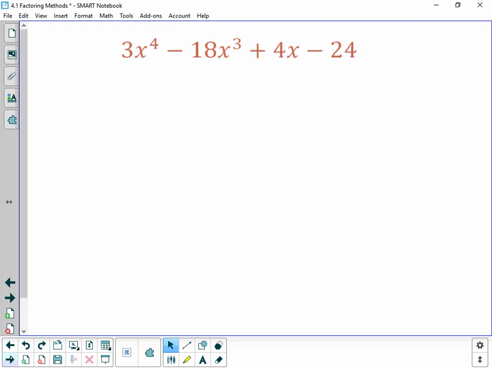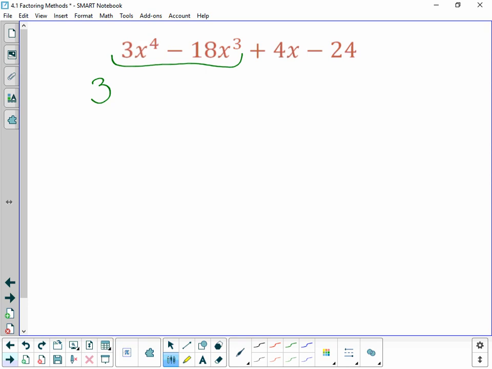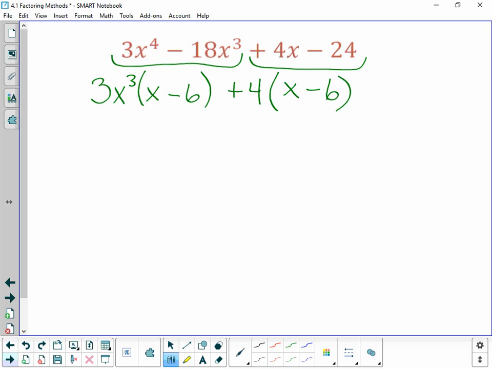3x to the 4th minus 18x to the 3rd plus 4x minus 24. If we use grouping as our method, let's think about this group first. What do they have in common? Well, they have a 3 and an x to the 3rd. If I factor that out, it's going to leave an x minus a 6. For my other group over here, they have a 4 in common. If we factor that 4 out, in this first term we have an x, and in the second term we have a minus 6.